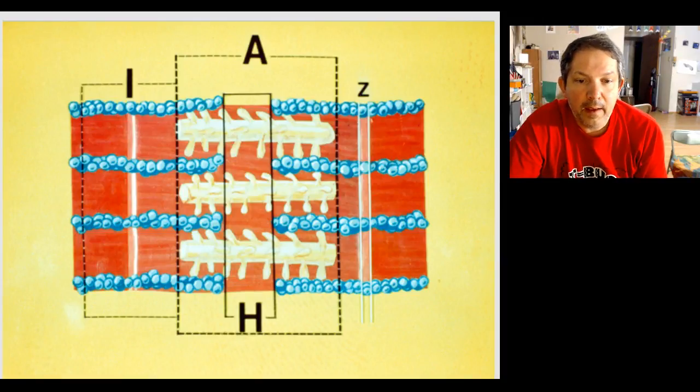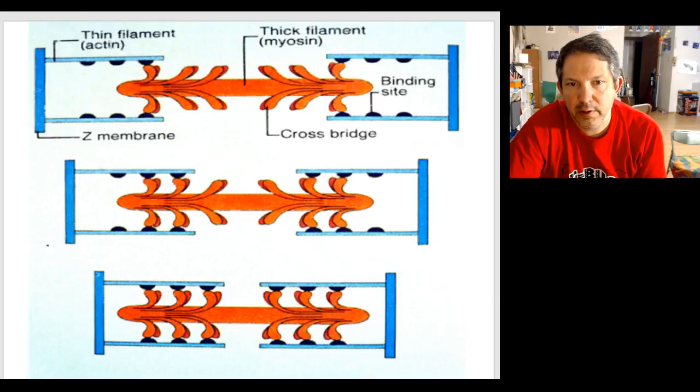I don't think we need to know the names of all the bands to understand the overall picture. Okay? And I think this makes it clear enough that Z lines are brought closer together as the actin filaments get brought towards the center of this whole thing.